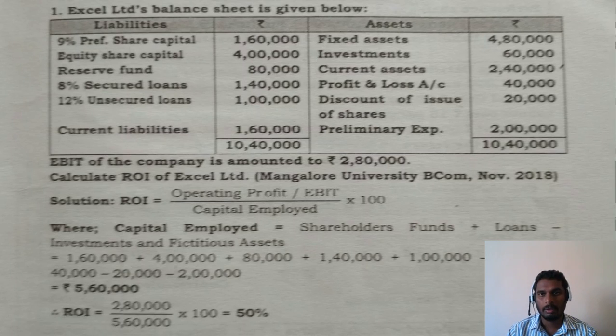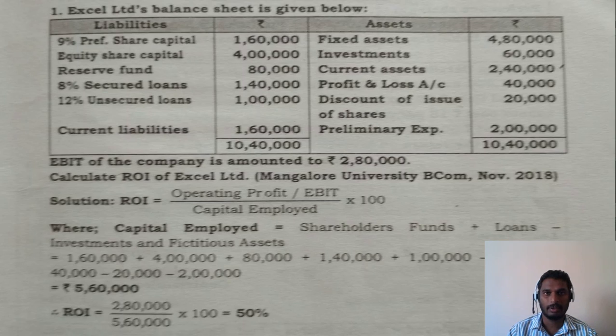So we here got an image of a problem. So we are going to solve this problem now. The question says Excel Limited's balance sheet is given below. So we have a balance sheet, liabilities and assets. On the liability side, 9% preference share capital 1,60,000, equity share capital 4 lakhs, reserve funds 80,000, 8% secured loans 1,40,000, 12% unsecured loans 1 lakh, and current liabilities 1,60,000.